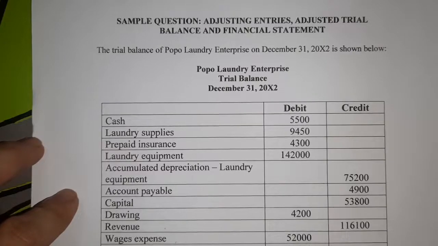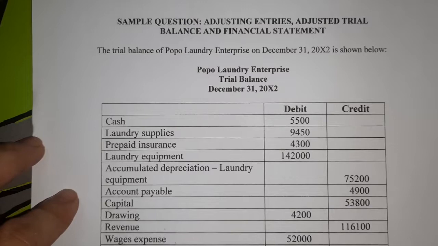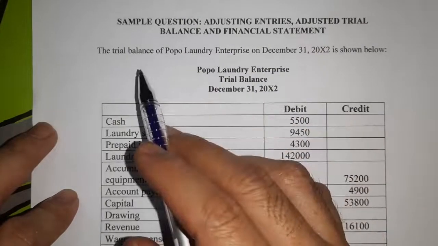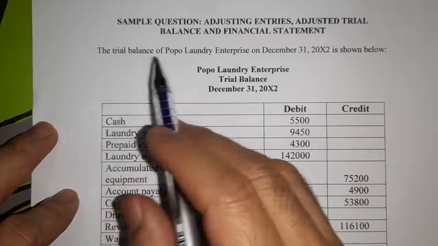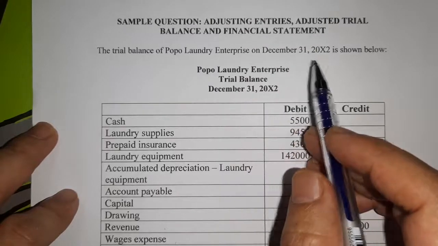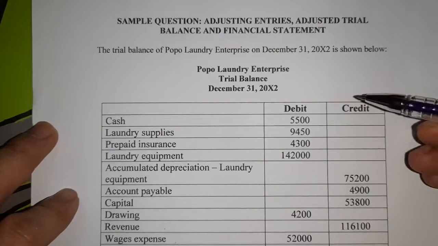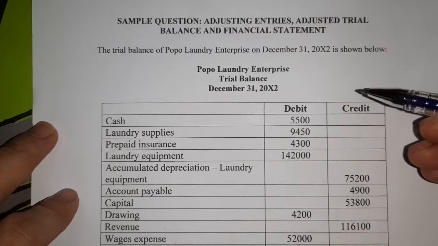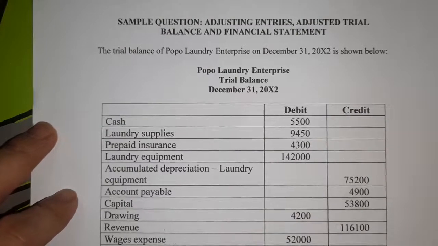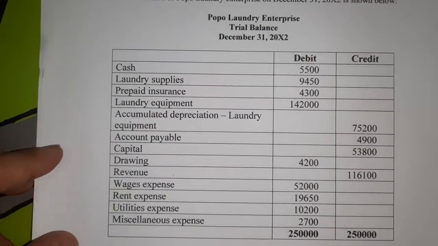So to do the adjusting entries, we will use this sample question. In this question, the question shows the trial balance of Papa Laundry Enterprise at December 31st, 2000 X2. So this is a sole proprietorship service business, the simplest type of business. Okay, see this trial balance.